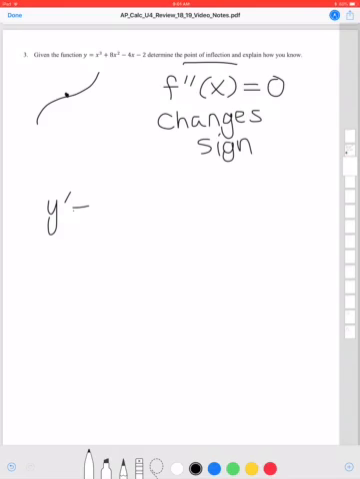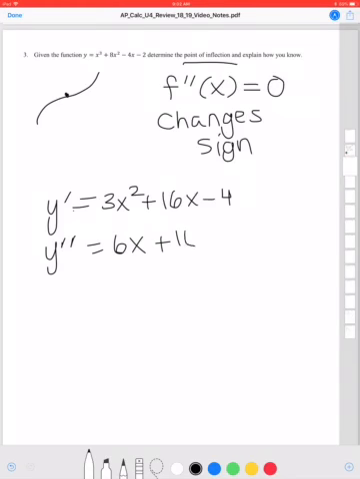All right, so first things first, let's go ahead and find the first derivative. y prime equals 3x squared. This looks like it's all power rule. Plus 16x minus 4. All right, let's do it one more time. 6x plus 16.